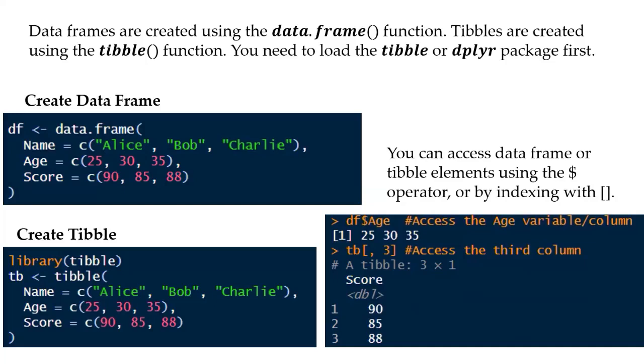But look at how it is printing the value of age. And then look at how it is printing the value of score for the tibble.